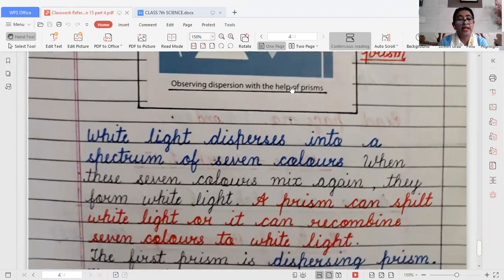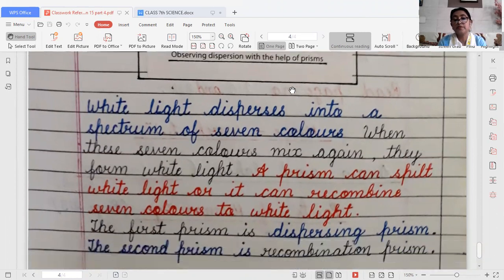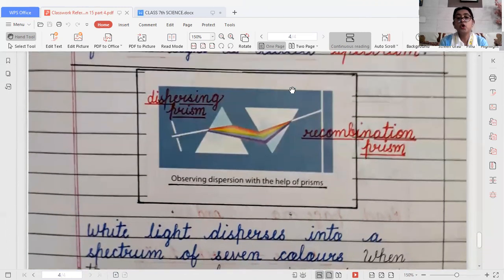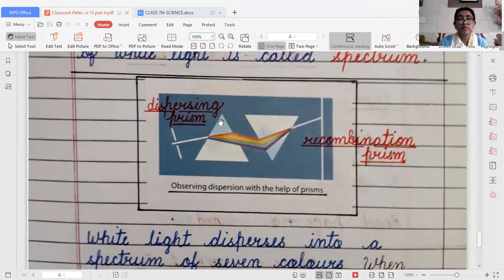So a prism can split white light into 7 colors, or it can recombine these 7 colors into white light. The first prism is the dispersing prism because it disperses the white light into 7 colors, and the second prism is known as the recombination prism, as you can see in the figure, because here the 7 colors again form white light when they pass through the second prism.